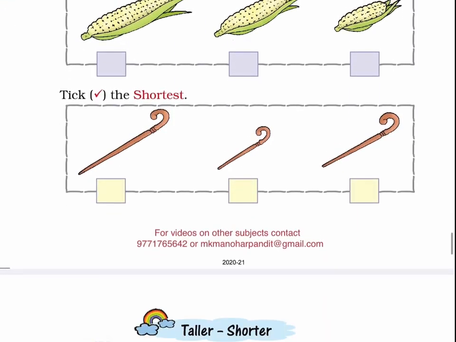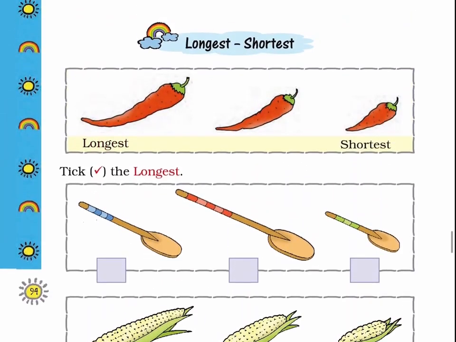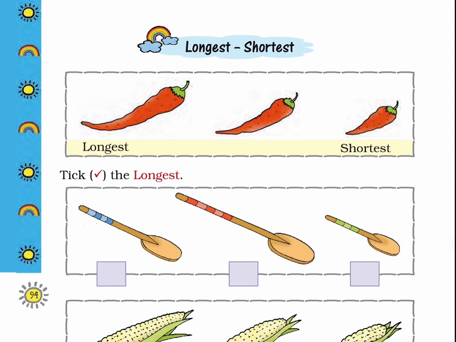Each part has a picture and a question. Part 1 picture shows 3 red chilies. Chili is a small red or green cone-shaped vegetable that has a very hot taste.